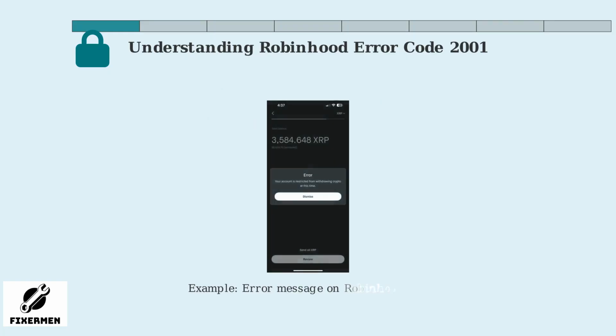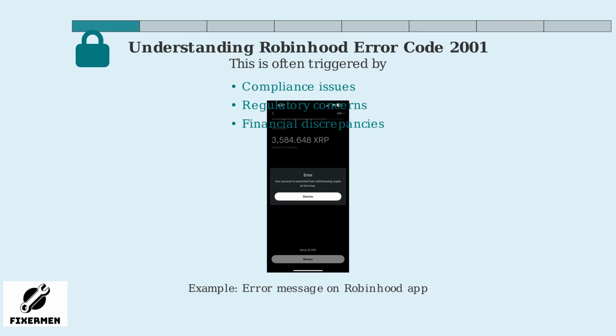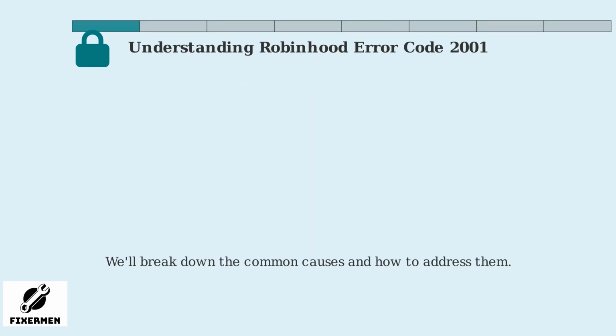For example, you might see an error message like this on the app, indicating your account is restricted from certain actions. This is often triggered by compliance issues, regulatory concerns, or financial discrepancies within your account. We'll break down the common causes and how to address them.